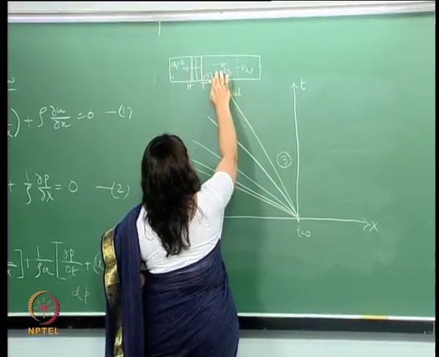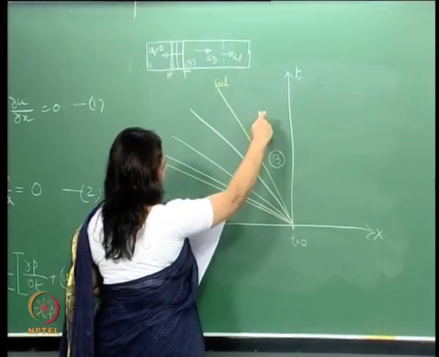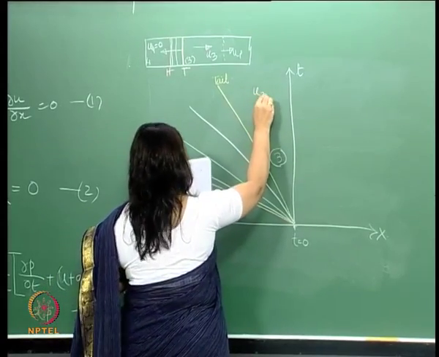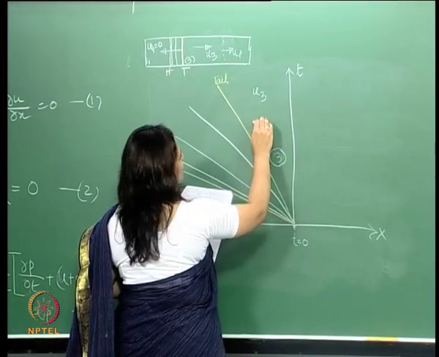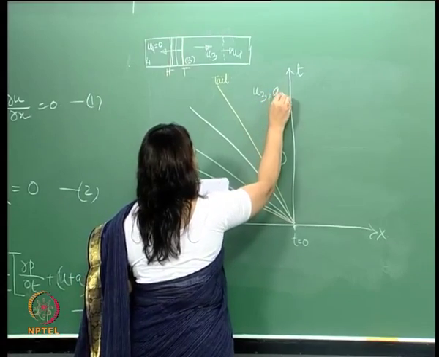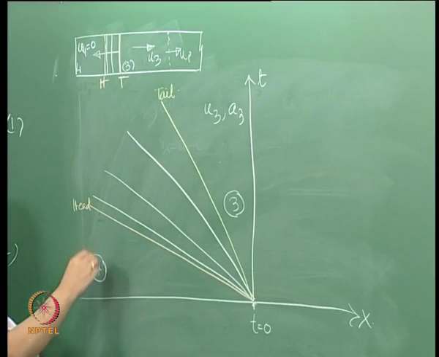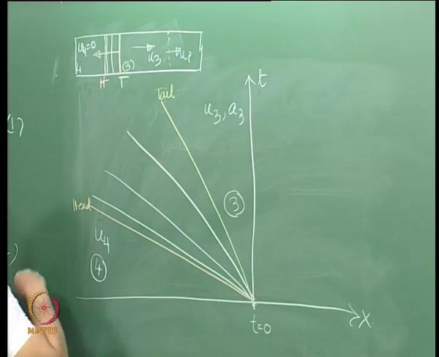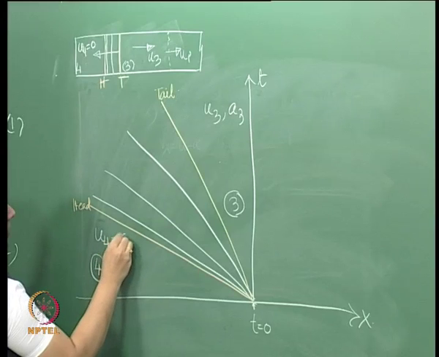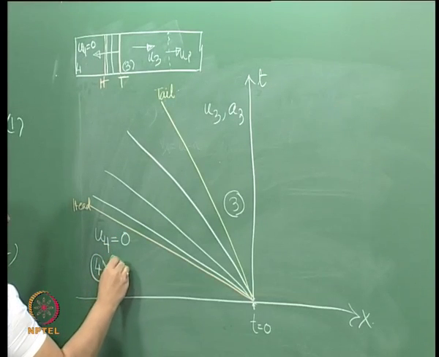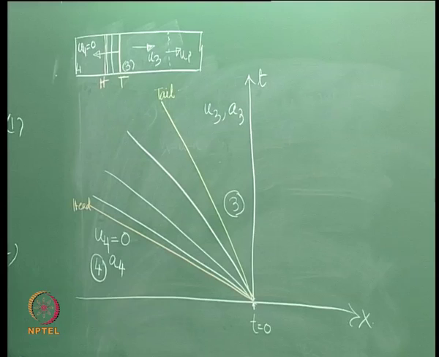In the U3 region, which corresponds to this on the xt diagram, we have velocity U3 and the speed of sound, say, A3. Now in here, we have velocity U4, this is quiescent, so this is 0, and A4 is the speed of sound. Okay, so this is essentially my region.